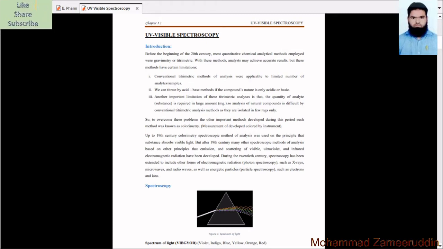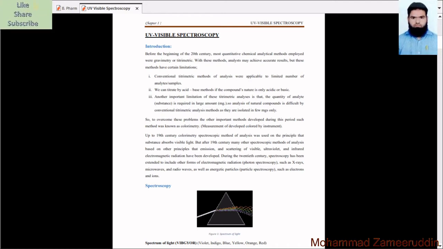Okay, so up to the 19th century, colorimetric methods were developed, which are based on the absorption of visible light by the solution of a drug. After that, various other methods were developed, based on the absorption or emission of other lights like ultraviolet light, infrared, then radio waves, etc.